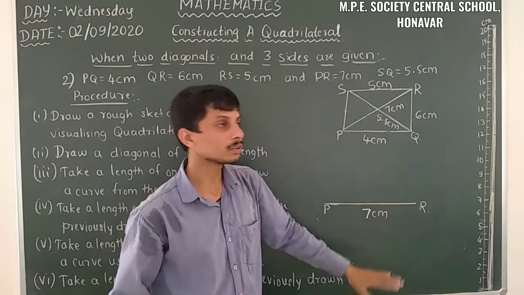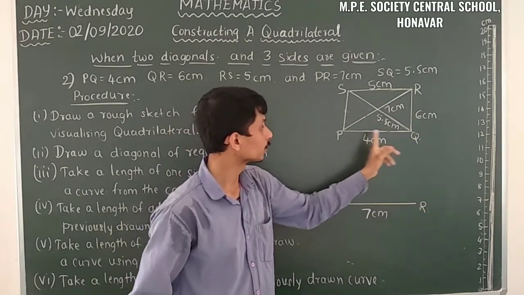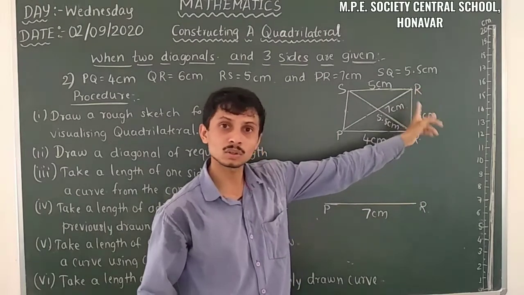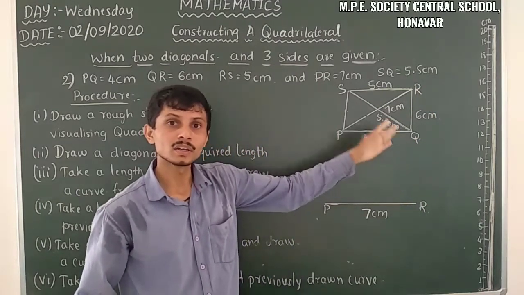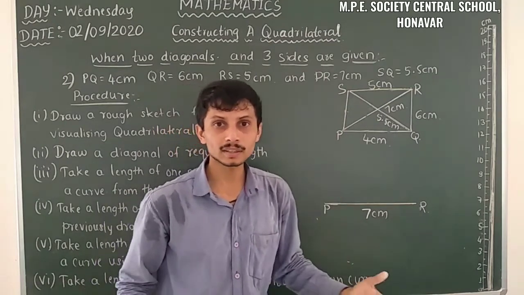So for that, what you have to do? Just observe below the diagonal. Here PQ is a known thing and QR is also a known thing. That's why we have to select below the diagonal here. So below the diagonal, what do you have to do?